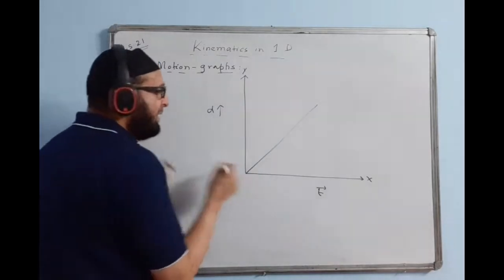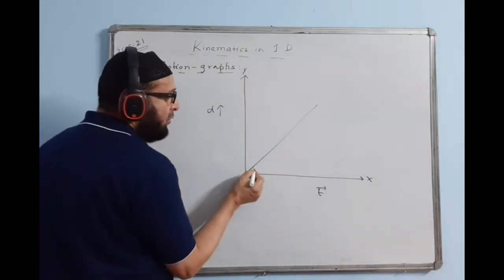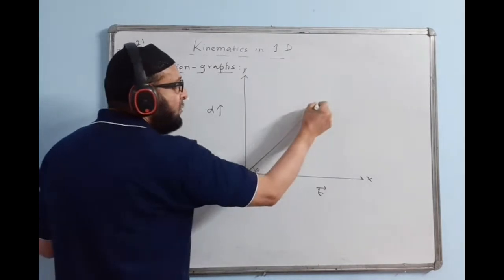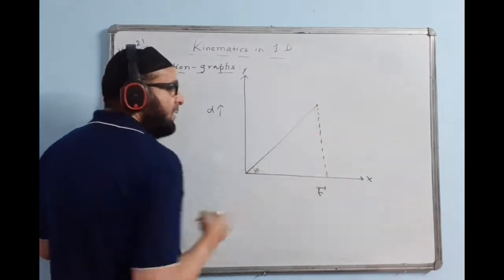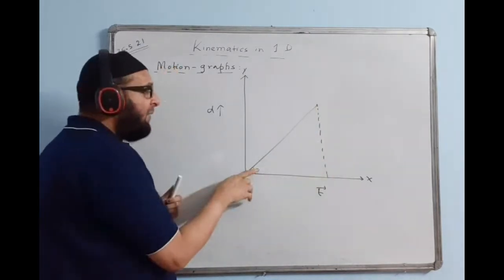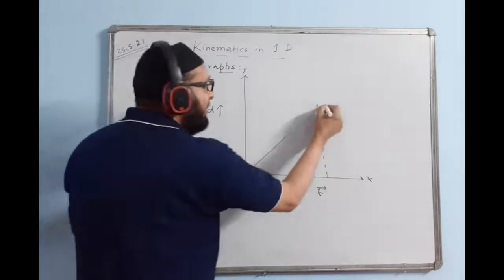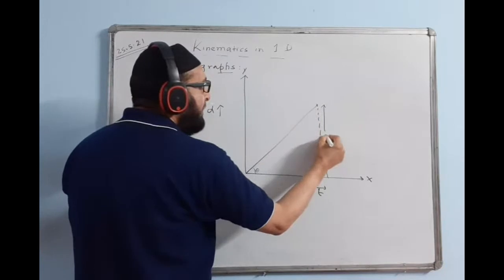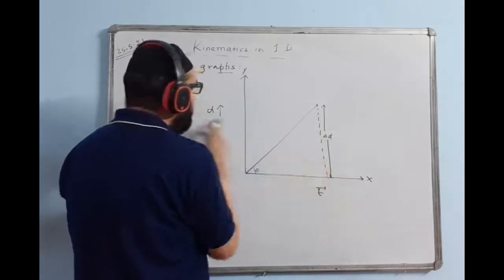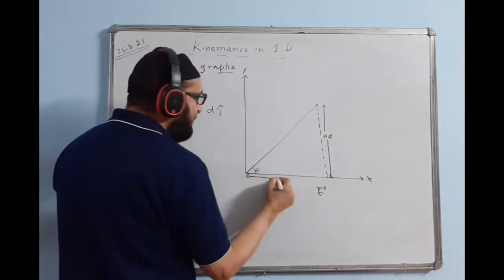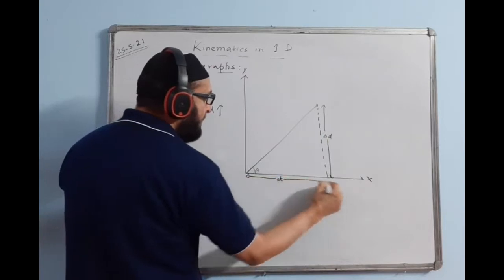Gradient is tan theta. This angle is called the slope, theta. I'll make a right angle triangle here like this. And tan theta formula is perpendicular by the base. This perpendicular is the change in the value of this axis, divided by the change in the value of this axis, delta t.